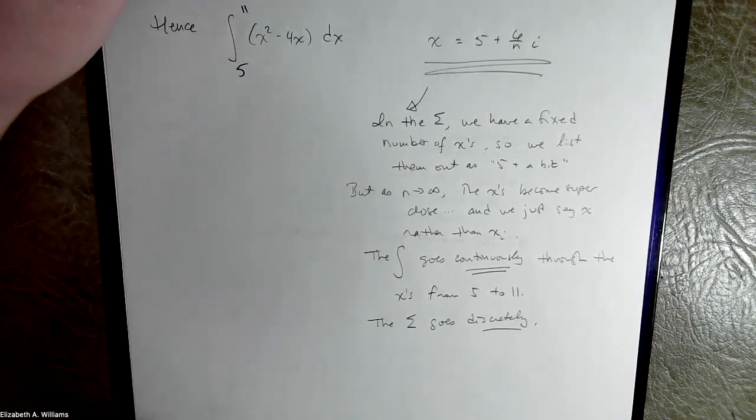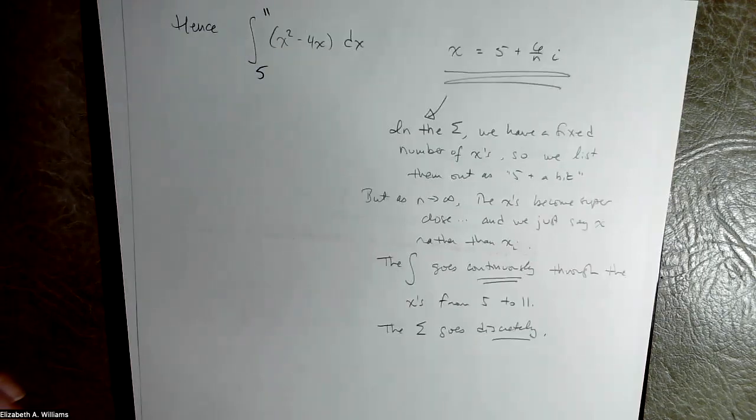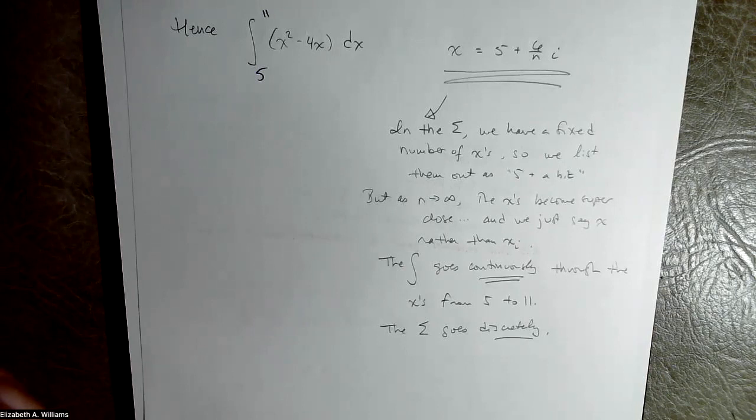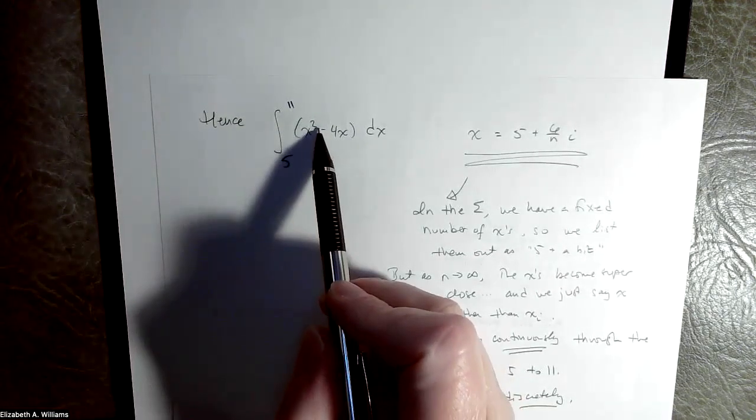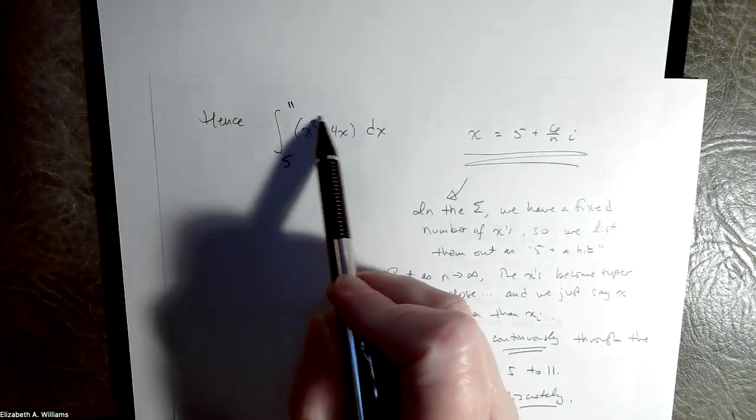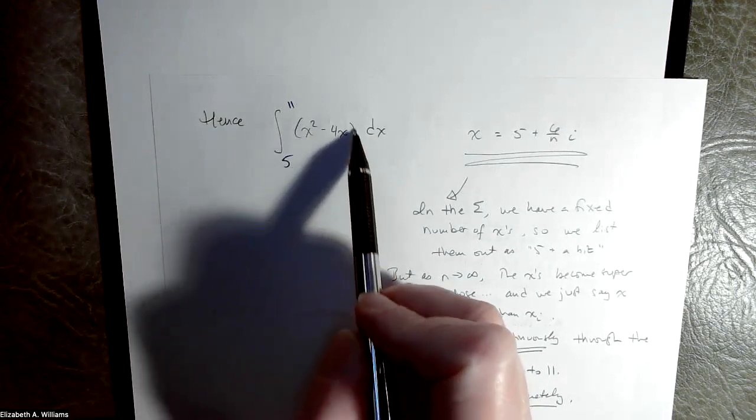What I didn't say here is how the heck do I know this is a rectangle? Well, x squared minus 4x, that's the matching y value. That's the y value for a given x. I say it in the next example more clearly.